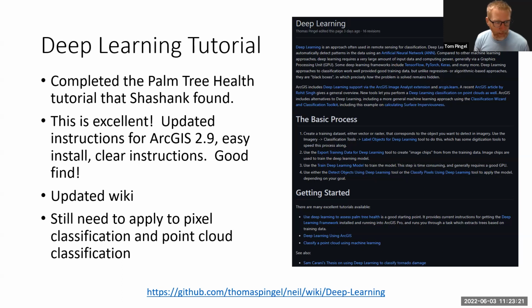I still haven't applied it to pixel classification, so I want to do that. I think it's just using a slightly different tool. As I understand how this probably works, the training is the same, and then it's just whether you're using the detect objects tool or the classify pixels tool on the output. So we'll give that a try and see what happens. And then I need to do the point cloud classification.